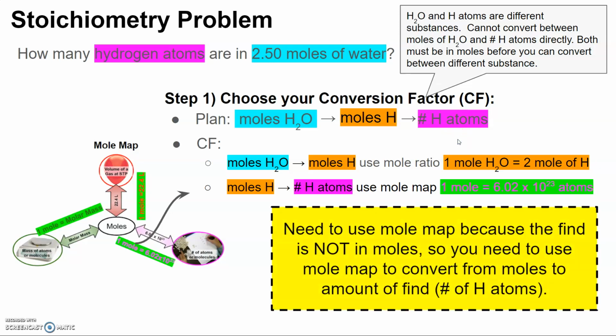So in this example, we'll see that we actually need to use a mole map because our find in this case was not in moles. And if your find or given are not in moles, you actually need to use a mole map to convert it to moles. Because remember, the only way you can convert between two different substances in a stoichiometry problem is to make sure that the substances are both in moles and use your mole ratios to convert.